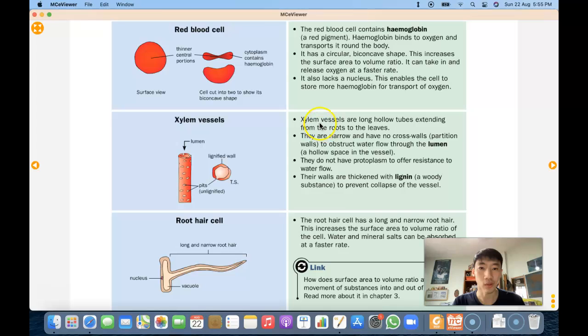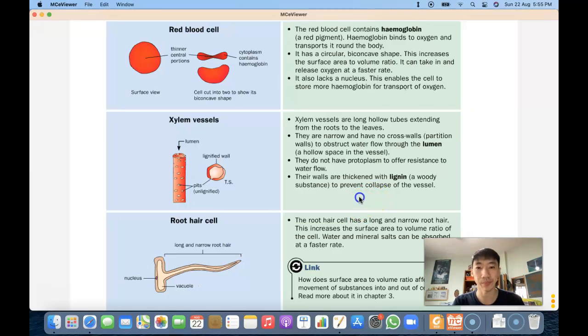So the xylem vessels are long hollow tubes extending from the roots to the leaves, and they are narrow and have no cross walls to obstruct water flow through the lumen. They do not have protoplasm to offer resistance to water flow. Their cells are thickened with lignin to prevent the collapse of the vessel. Right, so pretty much just some memorization stuff.